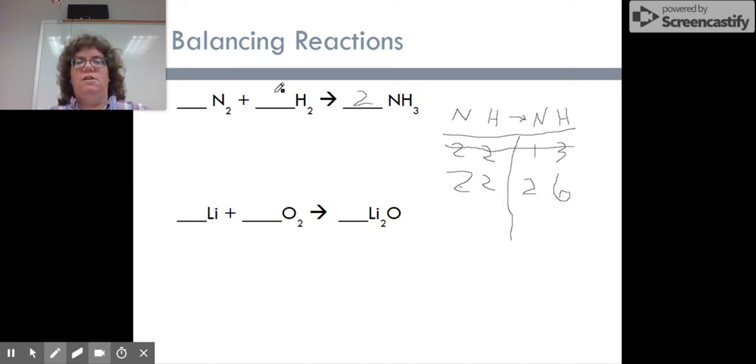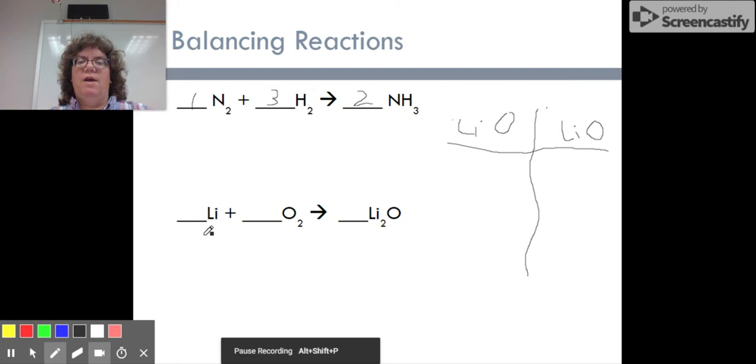Because if I just add a 3 right here, try to make it neat, then when I go back through and count, still 2 nitrogens, but this time 3 times 2 gives me 6 hydrogens. And over on the right hand side, 2 nitrogens, 6 hydrogens. So you can see everything matches up. So we've got this equation balanced. If it helps you to put a 1 here, you can, but you certainly don't need to.